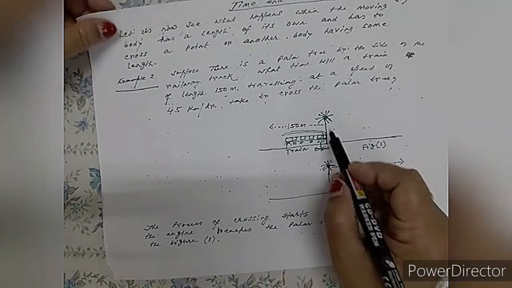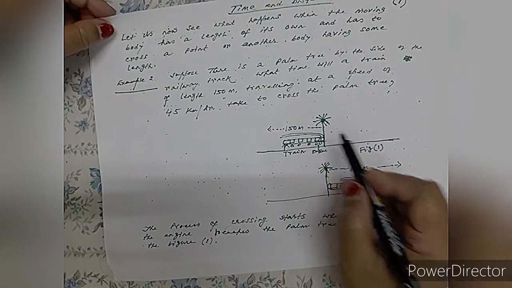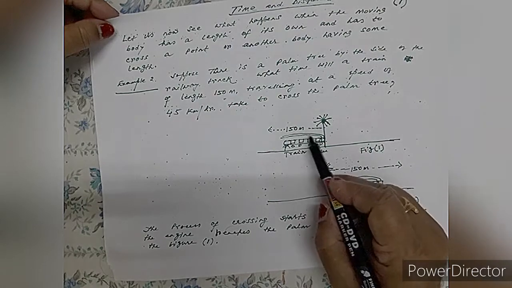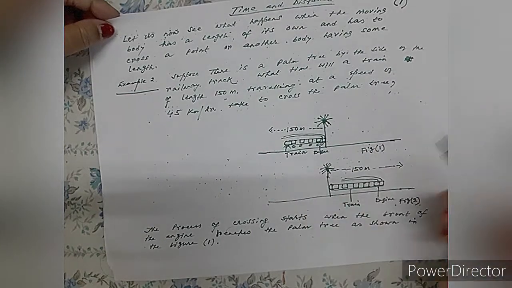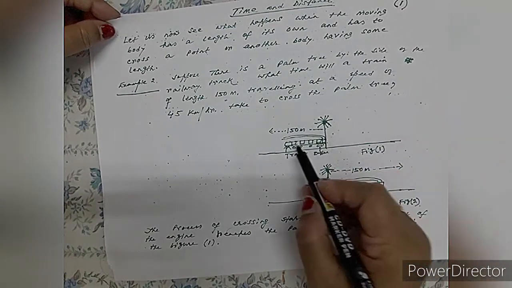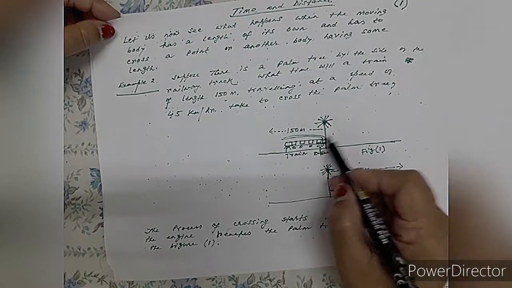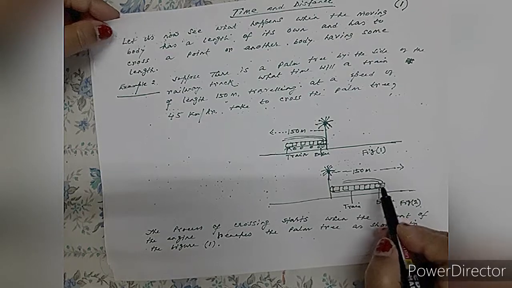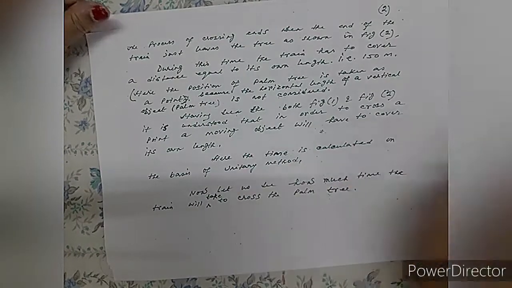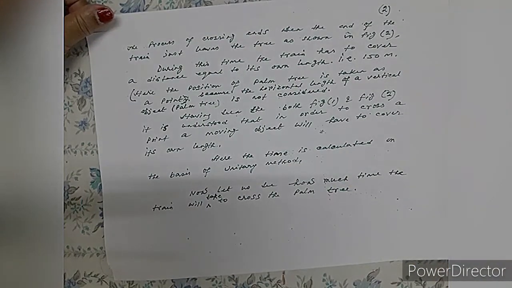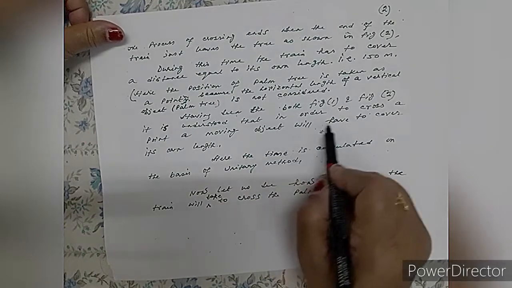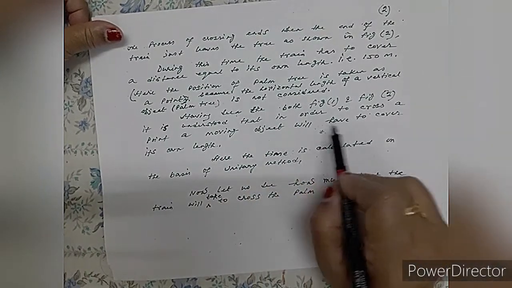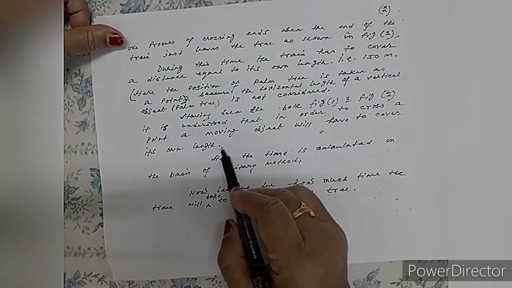As there is no horizontal length of this palm tree, the length of the train is 150 meter. It covers only that length when it started here and crossed the palm tree. Then the length is here only 150 meter. So from both figure 1 and figure 2, it is understood that in order to cross a point, a moving object will have to cover its own length only.